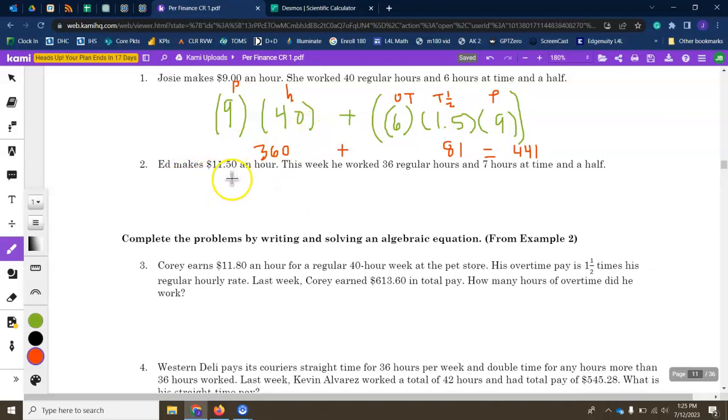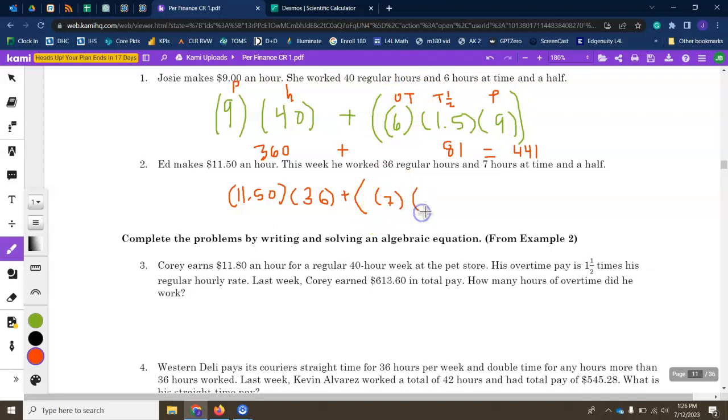Number two. Ed makes $11.50 an hour. This week, he worked 36 hours and 7 hours at time and a half. So we know that he makes $11.50 every hour for 36 hours. In addition to that, he worked overtime. We'll do some double parentheses in case we use Desmos or some other fine scientific graphing calculator. And let's see, it says he worked 7 hours, so overtime OT is 7.